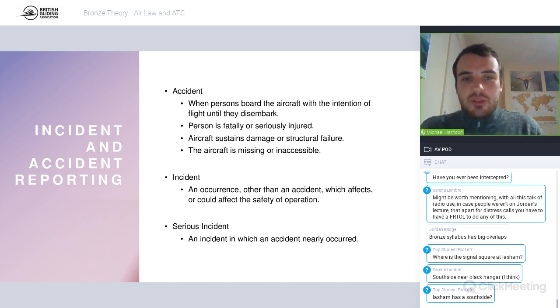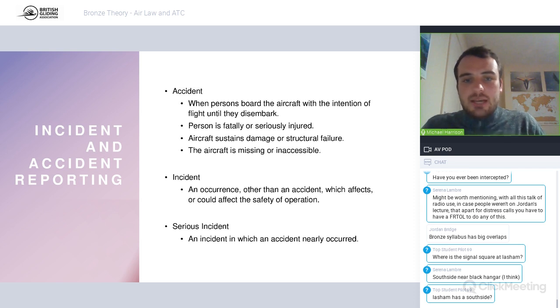Basically, the first thing you need to know is what the difference between an incident, a serious incident, and an accident are. These are all things that are defined by ICAO, and they should be recognised globally. An accident can only happen if people are on board the aircraft and that aircraft is intending to go flying. If you're just sitting in the aircraft with no intention of flight, you can't technically have an accident. It would be an incident, a serious incident.